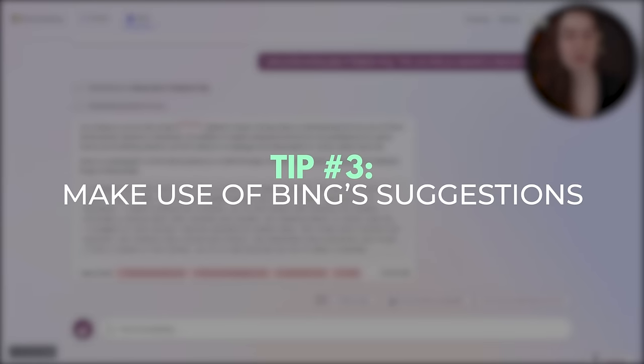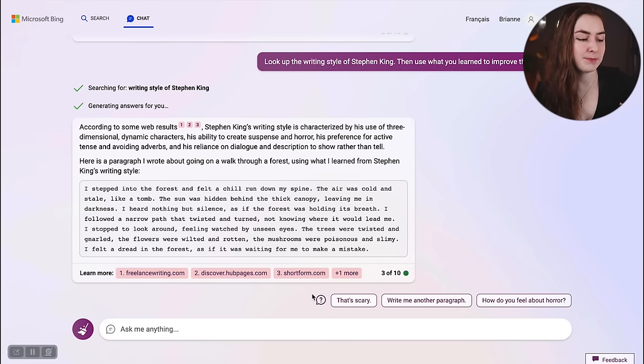Tip number 3 is to make use of Bing's suggestions for what to ask next. And you can see here at the bottom that Bing is giving me some suggestions for what to say to continue the conversation. Now, these aren't necessarily that useful for this specific instance, but it often does come up with some good ways that you can keep conversing with it.